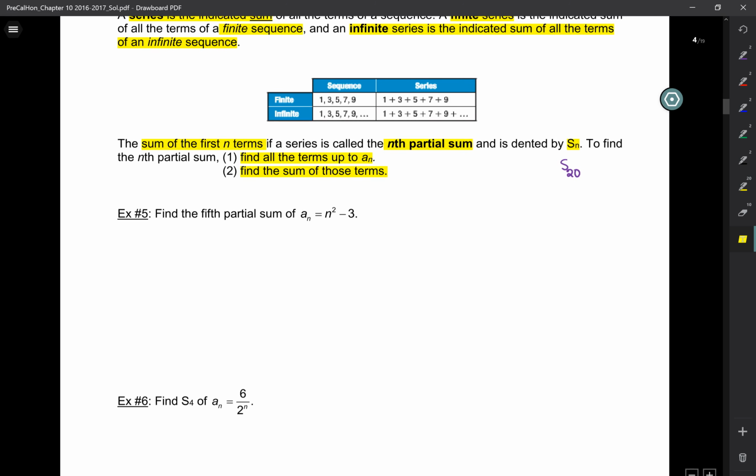Okay? So let's find the fifth partial sum of this guy. Well, now we know how to get these numbers, right? A1 is 1 squared minus 3, which is -2. And then A2 is 1. A3 is 6. A4 is 13. A5 is 22. And now, if I want the fifth partial sum, that's S5, and I'm just going to add those numbers, nothing mysterious.